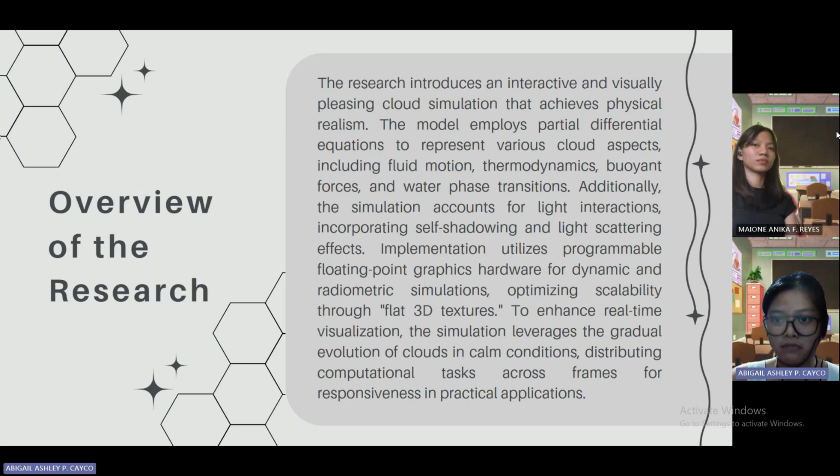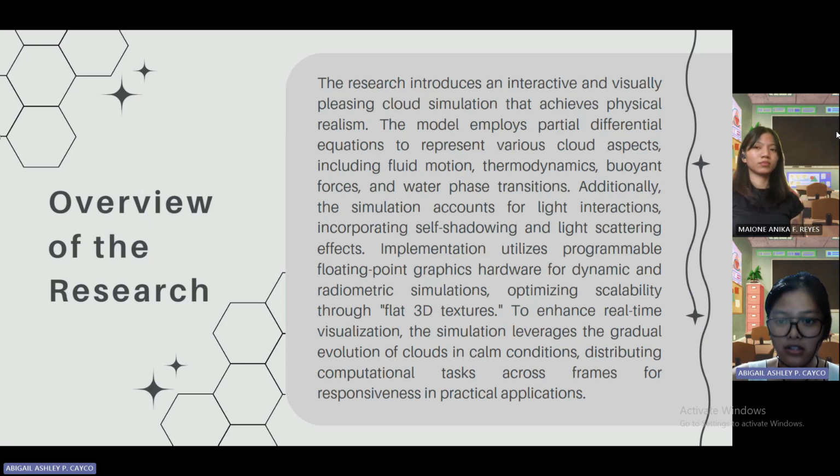The model employs partial differential equations to represent various cloud aspects, including fluid motion, thermodynamics, buoyant forces, and water phase transitions. Additionally, the simulation accounts for light interactions, incorporating self-shadowing and light scattering effects.